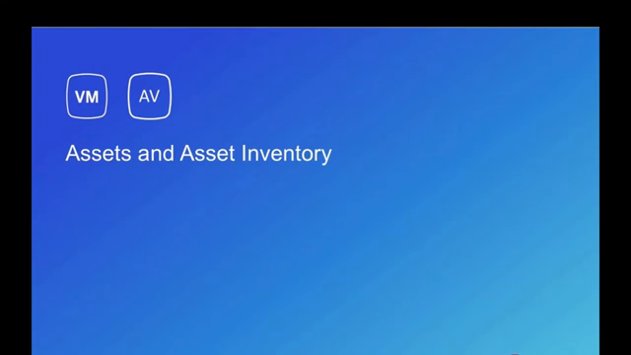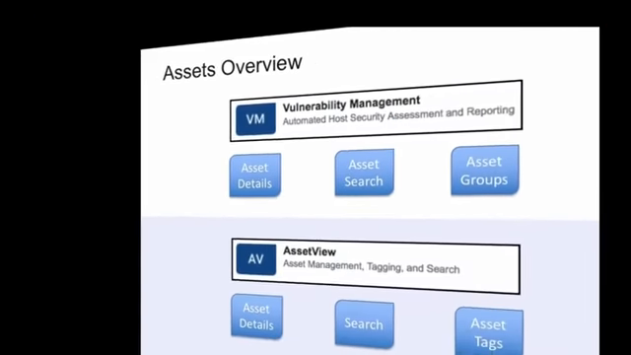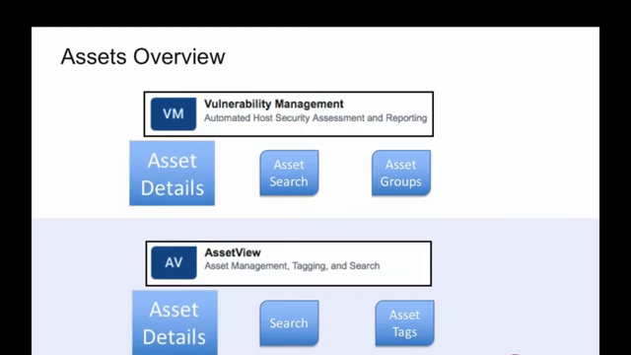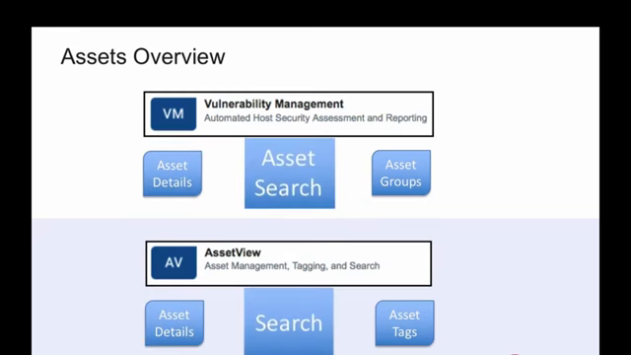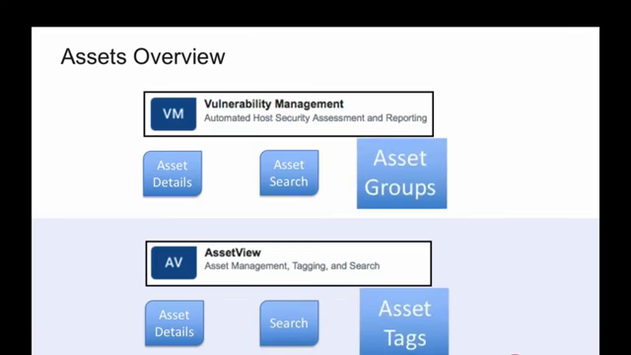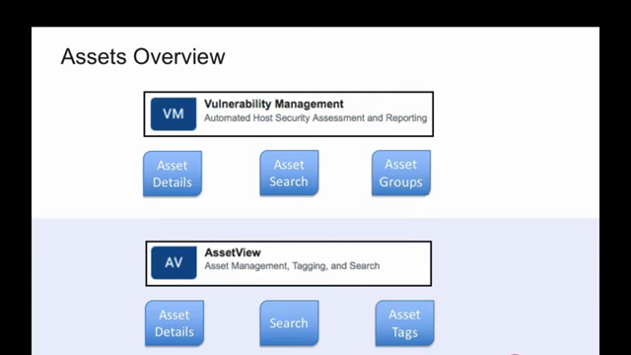This video provides a quick overview of the tools and features provided by both the Vulnerability Management and AssetView applications that allow you to view, manage, and organize host assets within your Qualys subscription. Both Qualys VM and AssetView provide features and services for viewing host assets and asset details. They both provide the capability to search or query your host asset inventory to quickly identify and view host assets you wish to act upon. And for more effective asset management, they both provide a mechanism for grouping and labeling host assets within your subscription. We'll begin our overview inside the Vulnerability Management application before moving on to Qualys AssetView.